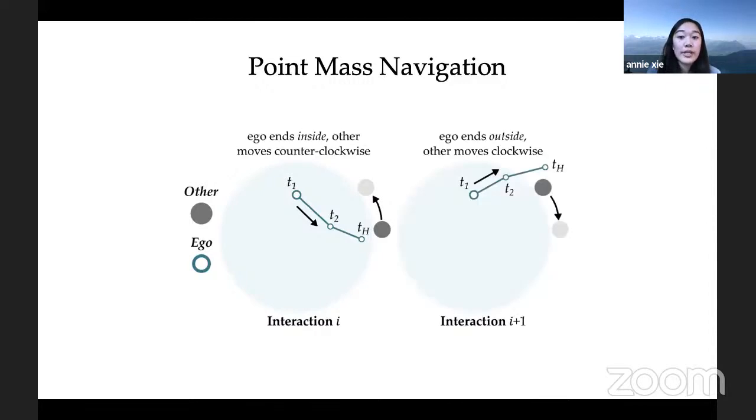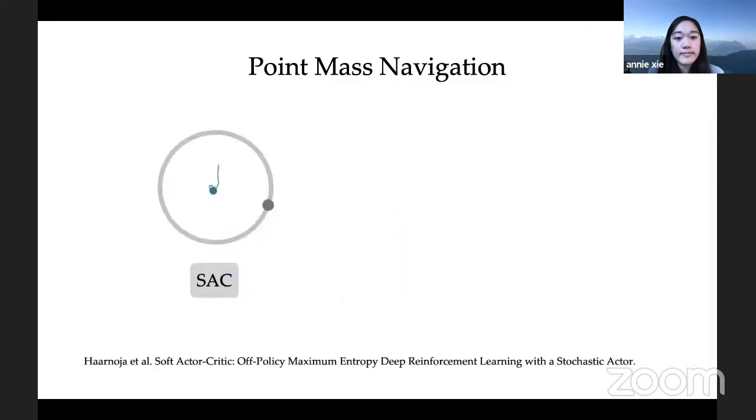The other agent is only allowed to move between interactions, and specifically it moves either clockwise or counterclockwise, depending on whether the ego agent's final position is inside or outside of the circle. Here we visualize the trajectories taken by the ego agent in teal, where the teal circle represents the final position of the agent, and each frame corresponds to a single interaction.